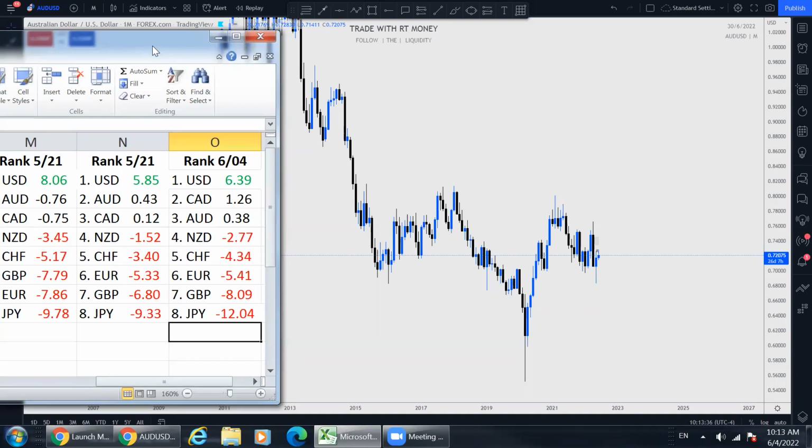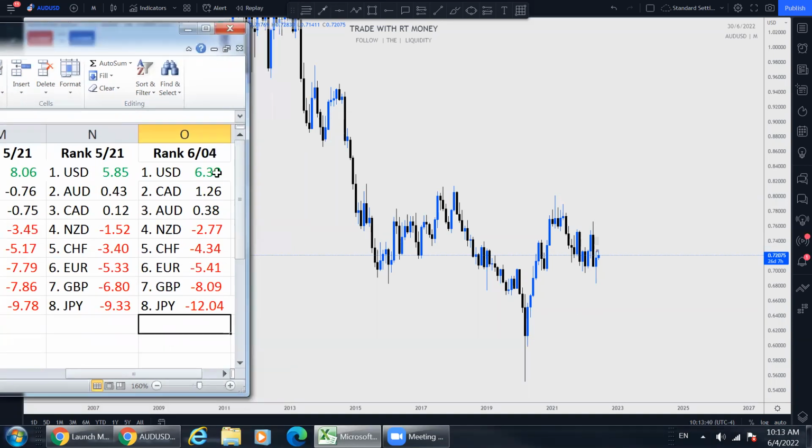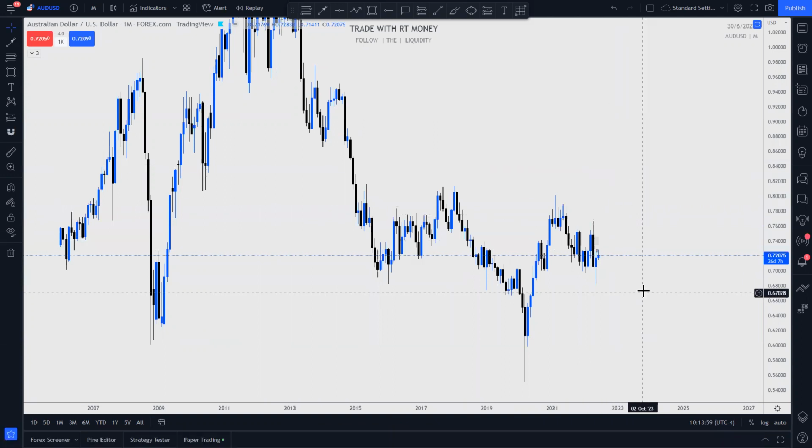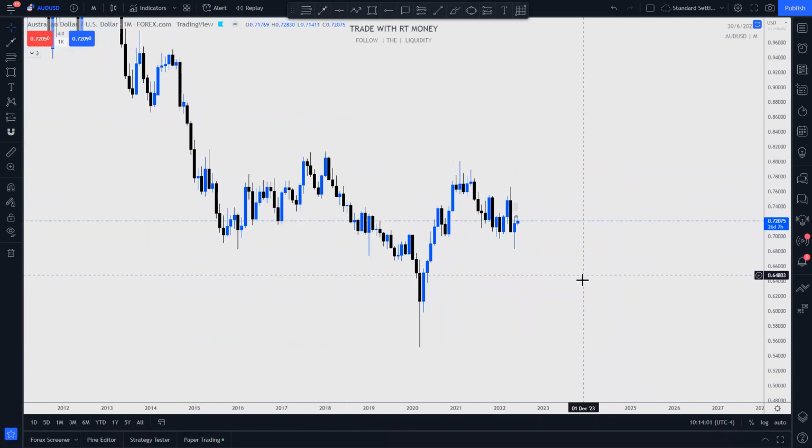Now, I usually like to match the strongest against the weakest. This is neutral, but compared with the US dollar, there is no comparison. The US dollar is much stronger. So I'm going to favor it, at least for the short term. At least for the short term, I'm going to look at US dollar strength against it.